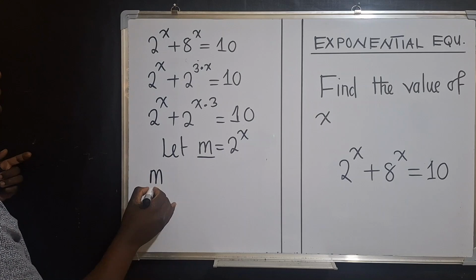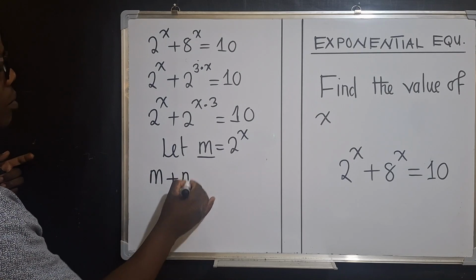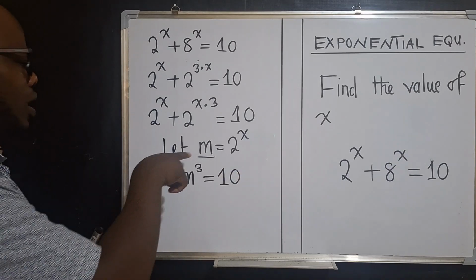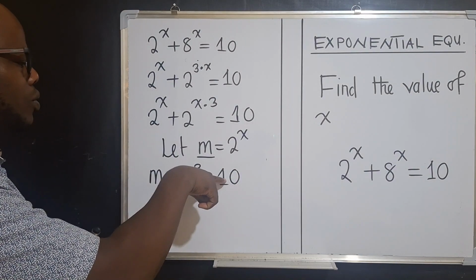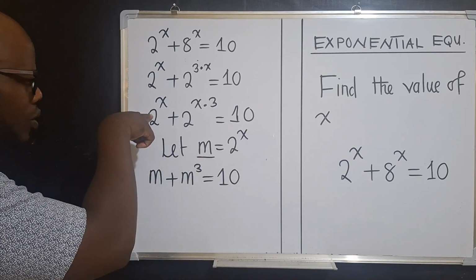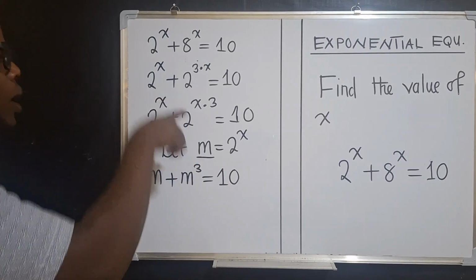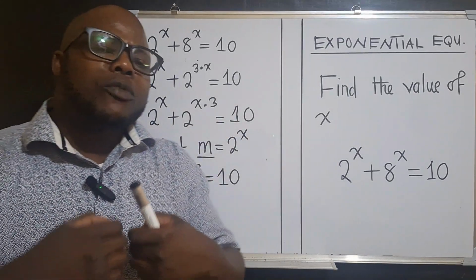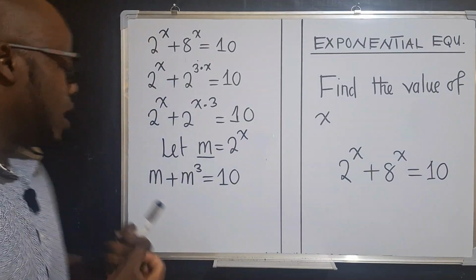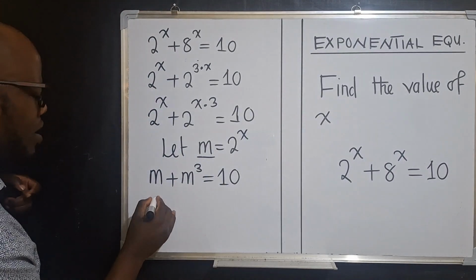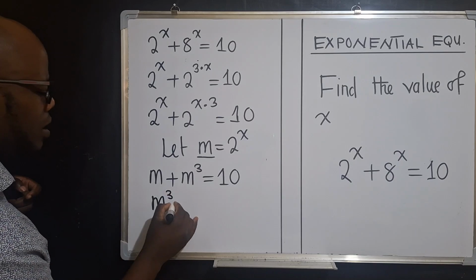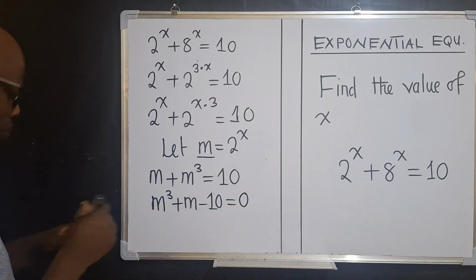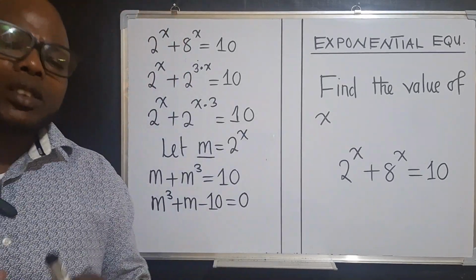So I shall have something like this, m plus m power 3 is equal to 10. You see the way it looks? So m plus m power 3 is equal to 10. Since this is m, I substitute m here. I've also substituted m right here. I'll remain with the power 3, which is here, and the 10 here. So that's it. And if you're following nicely, you can tell that this is a cubic equation. So let me write it in standard form. m power 3 plus m minus 10 is equal to 0. Our cubic equation is now in standard form.